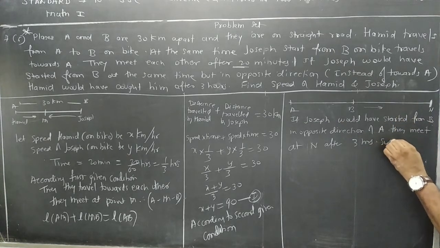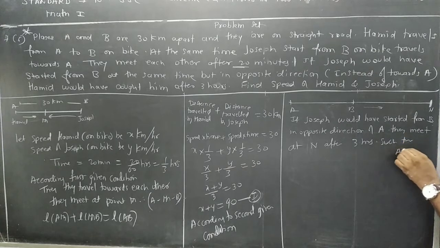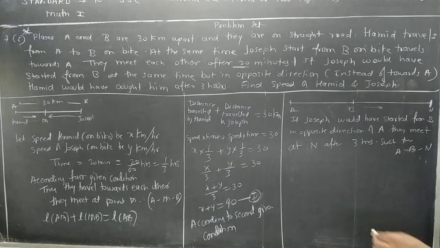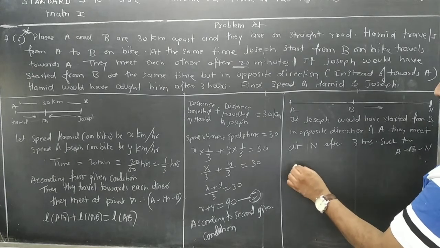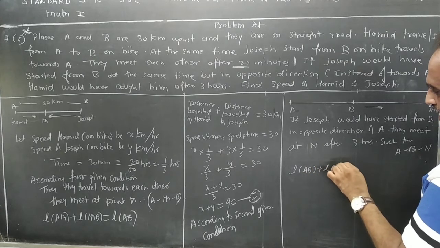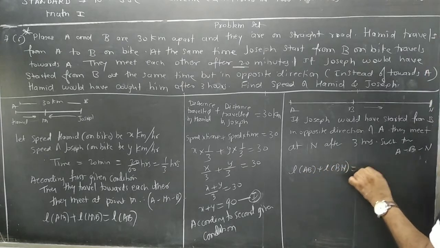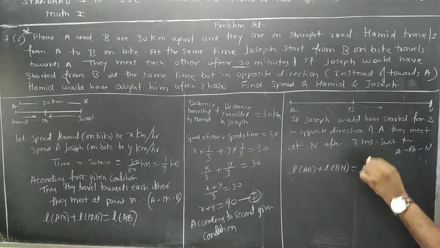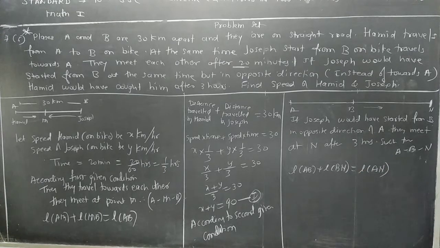Such that, now what will happen here? A, M and A, B and N will be the coordinate points. It comes here. Is it right? So what will be the condition now? Condition will be like this: length AB plus length BN is equal to length AN. Correct? Have you understood this?